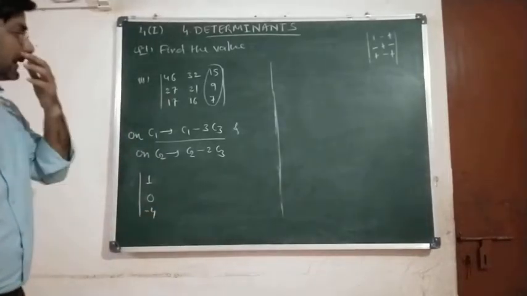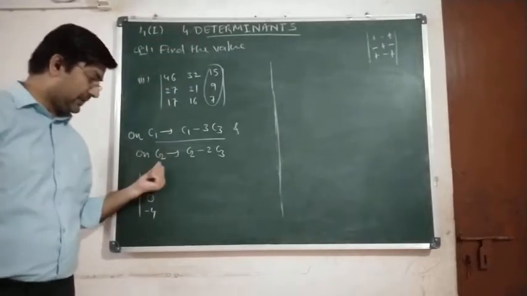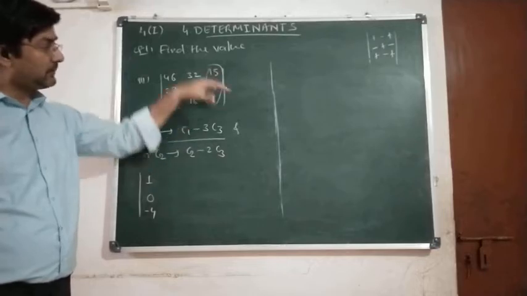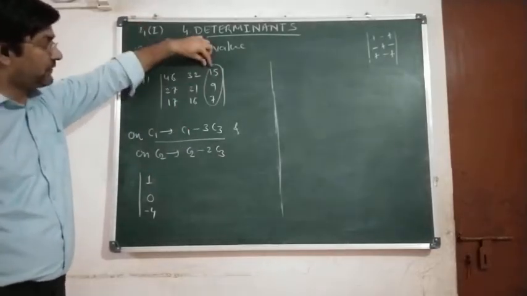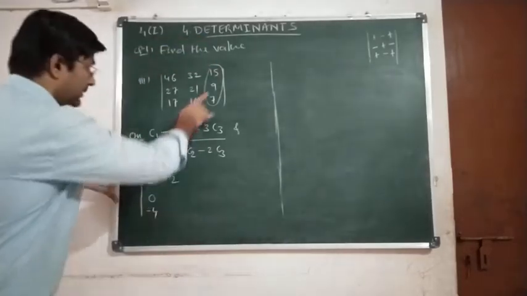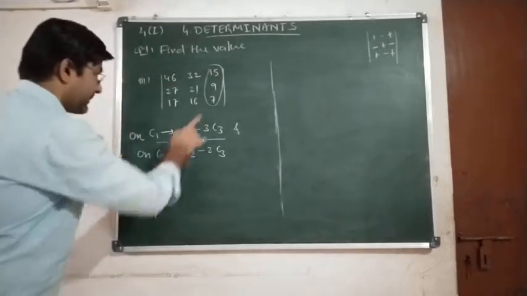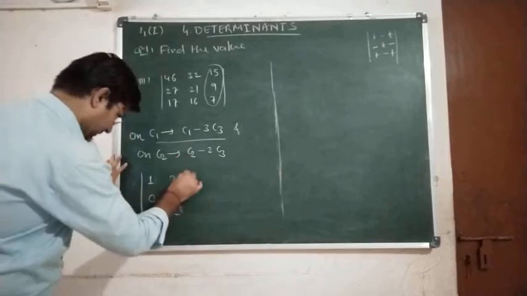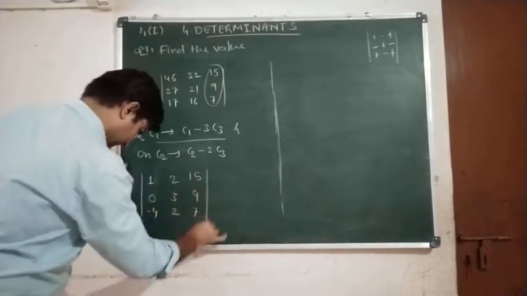Clear? Now the second operation, which is carried out on the second column. We will multiply the third column by 2 and subtract from the second column. So 15 2s are 30, 32 minus 30 will be 2. 9 2s are 18, 21 minus 18 will be 3. And 7 2s are 14, 16 minus 14 will be 2. Clear? So the third column remains as it is, unchanged.